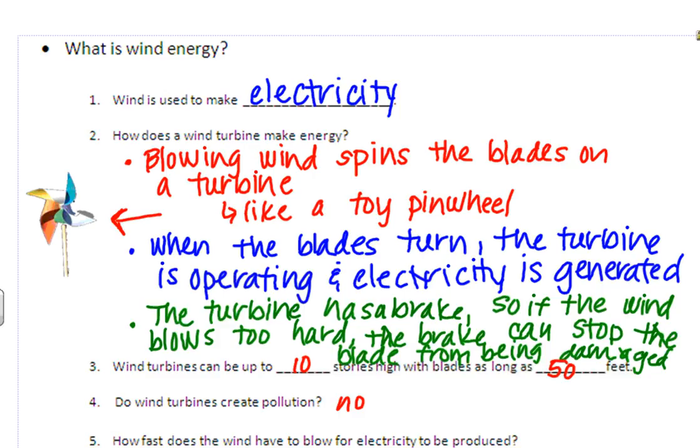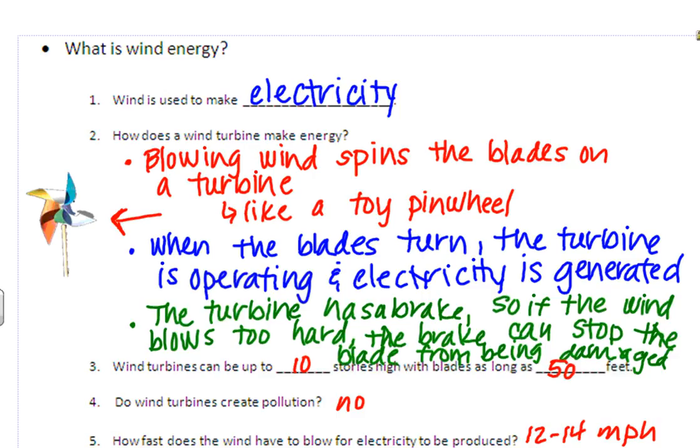And then how fast does the wind have to blow for electricity to be produced? It has to be blowing between 12 to 14 miles per hour for electricity to be produced. So if you have a day where you have calm winds, you're probably not going to be collecting a lot of electricity that day. And most of the time, they're going to put these wind turbines in places where there's always a lot of wind being generated.